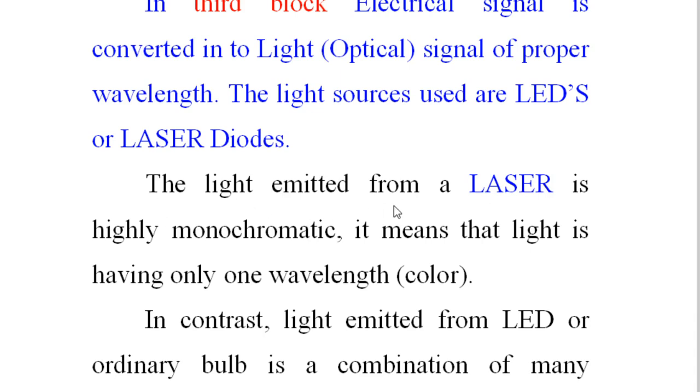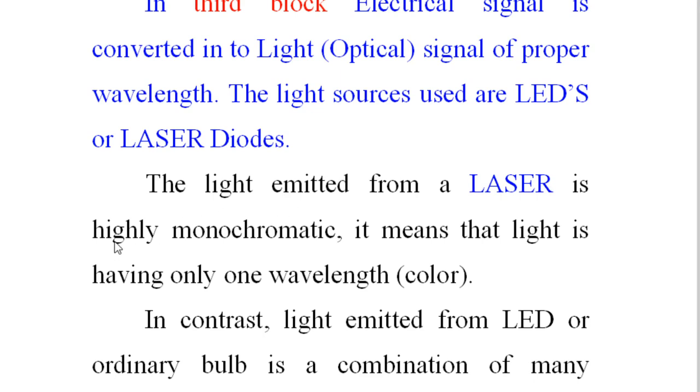The light emitted from a laser is highly monochromatic. This is very important now. The light emitted from a laser. Laser means its long form is what? Light amplification by stimulated emission of radiation. And we are going to study the laser in detail in the next chapter.